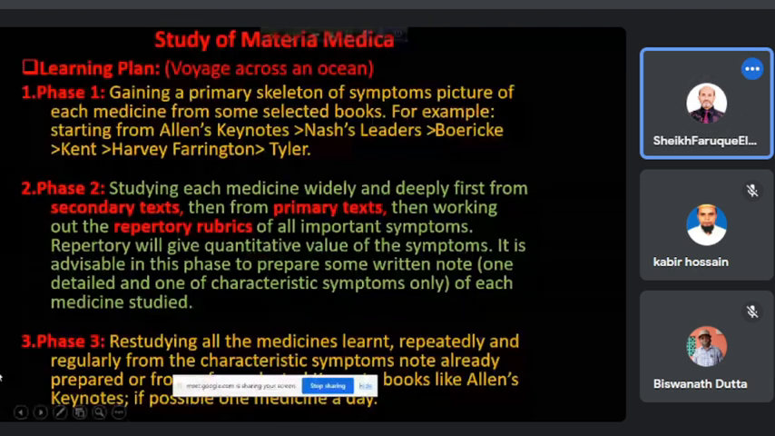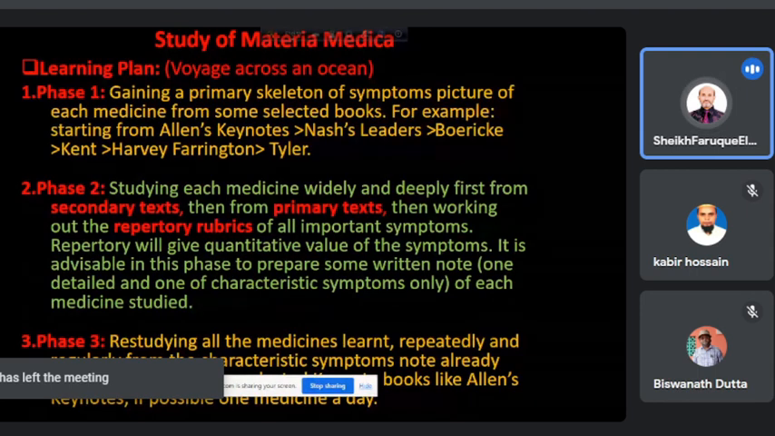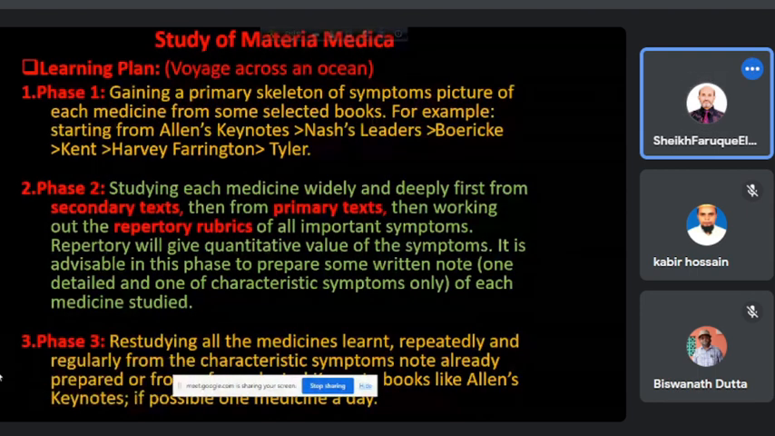What is phase 3? Okay, you have now studied all the medicines, skeleton picture and details picture. Now you learned everything. But you will find that only after a few months or maybe 1 year, you forget so many things of all the medicines. You would think, okay, Lobelia inflata. Oh, you don't find even a single symptom of Lobelia inflata in your mind. Gone, everything gone. So what to do then? Because there are so many medicines. And how many medicines will you have to learn? I gave this lecture previously. I'm not going to repeat it here again.